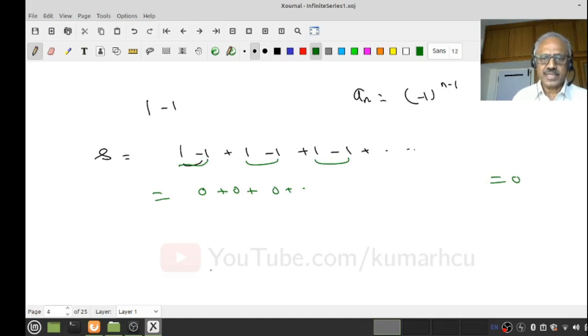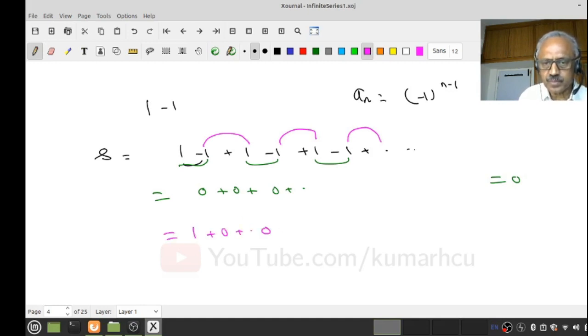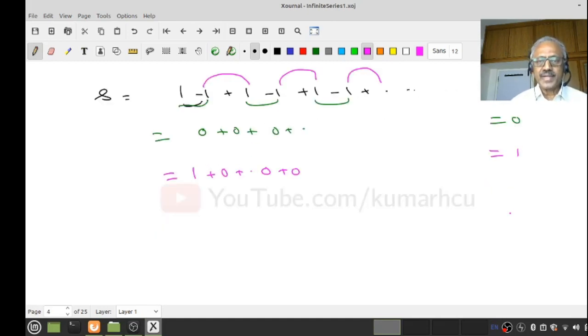Another person did something else. He grouped only this, so for him the same series will be 1 plus 0 plus 0 plus 0. So he thought the sum must be 1. Now they are confused. Which is correct? You cannot get two answers. Do you follow that? So they were a little worried. What is happening? Why did it happen?